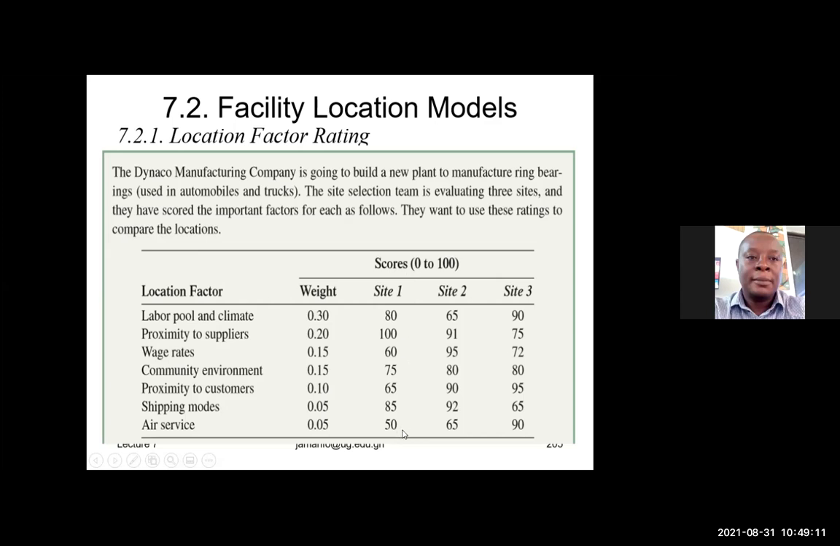So do the weighted score for each site. And you do the same for site two and three. When you finish, you sum them, you sum the weighted score up. So you sum this up. Quickly do that for site one and let's see what you get with the summing. All of you should try your hands on it too.